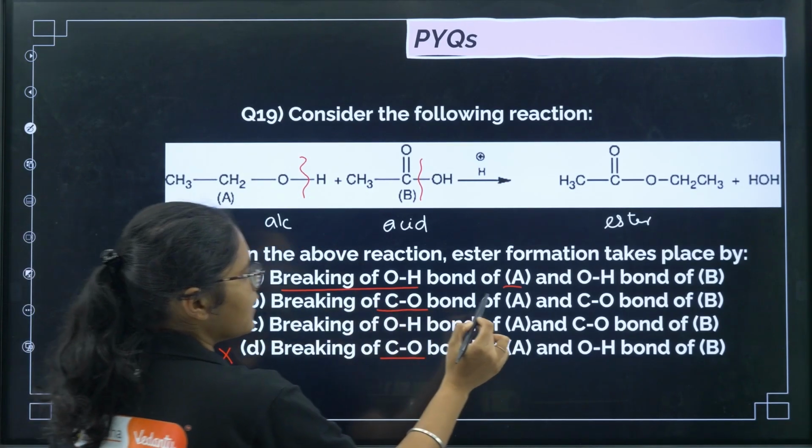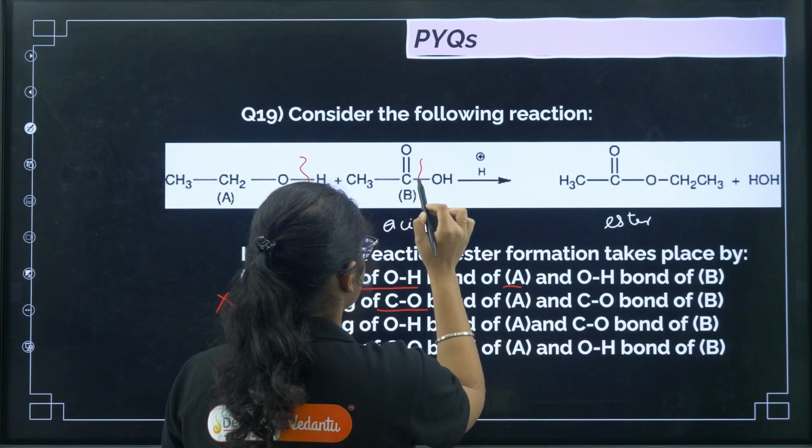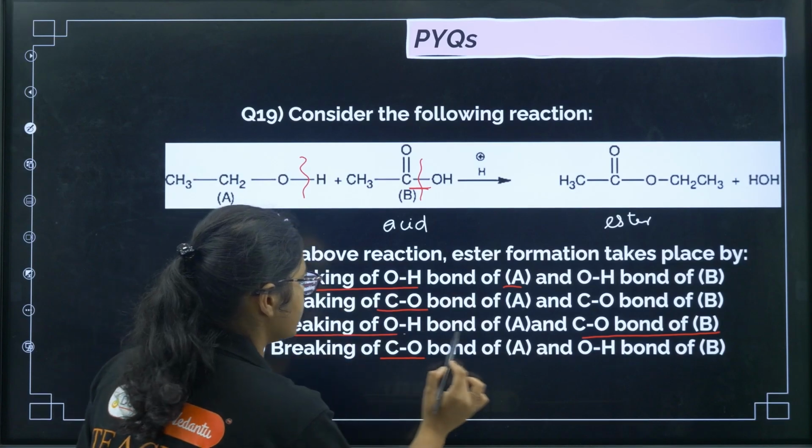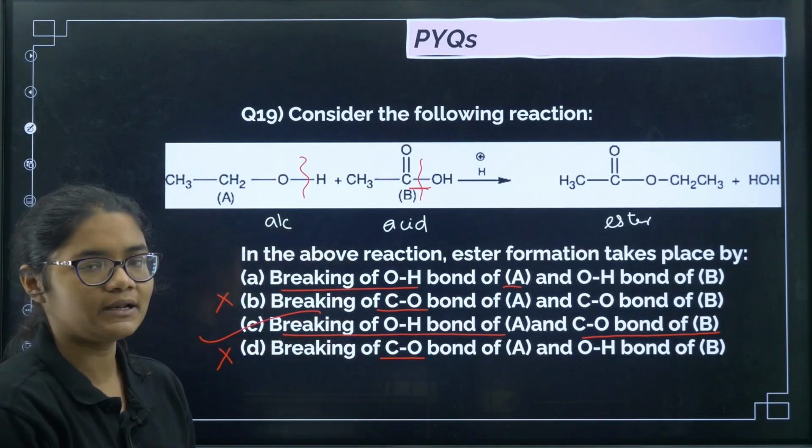So next, there is the OH bond in B, so there is no CO bond in B. So that is your CO bond in B and OH bond in A. The correct answer is option number C here.